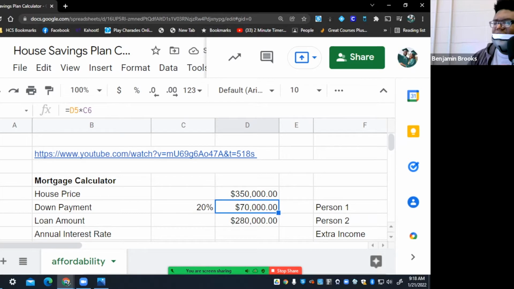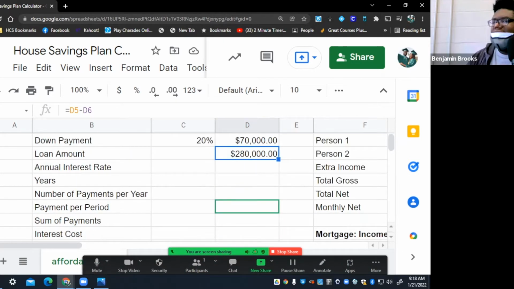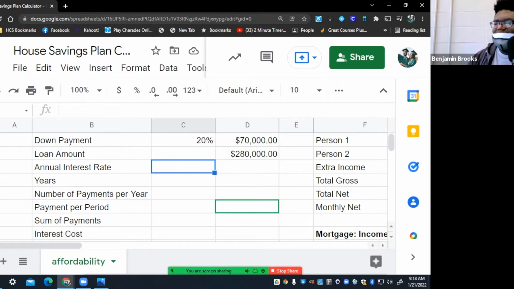All right, so the loan amount is $280,000. So that's our loan amount. Okay. Then the annual interest rate, I want this as a percentage over here. So we're going to say percent. And let's say your interest rate is 5% for this particular scenario. We'll go back and actually see what his scenario was, but for now, we'll just use that.